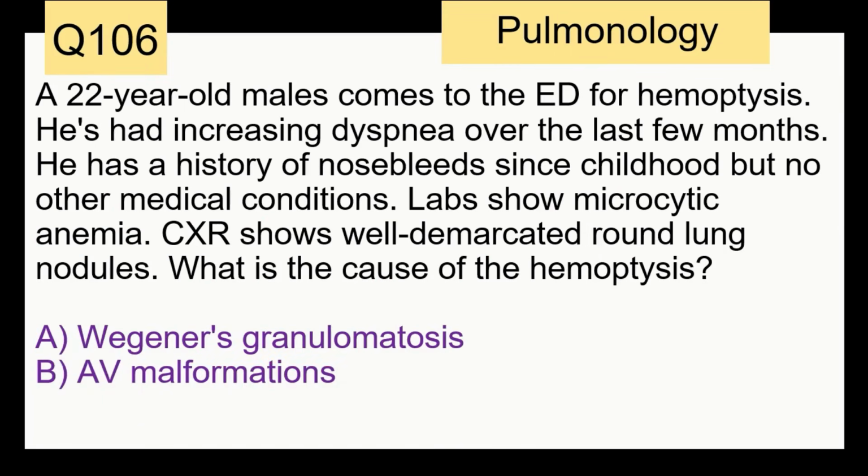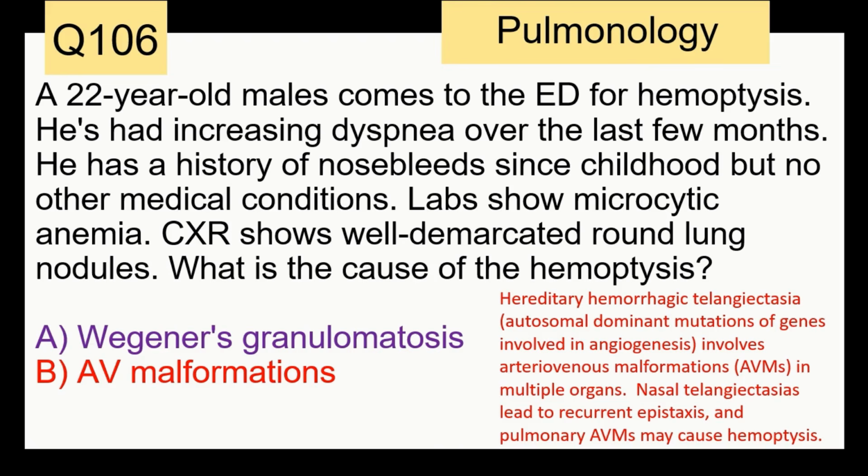Here I'm too lazy to read through the question. The answer is AV malformations. And we were describing this case, nosebleeds. Nosebleeds, hereditary hemorrhagic telangiectasia, Osler-Weber-Rendu syndrome. That's what's going on over here.